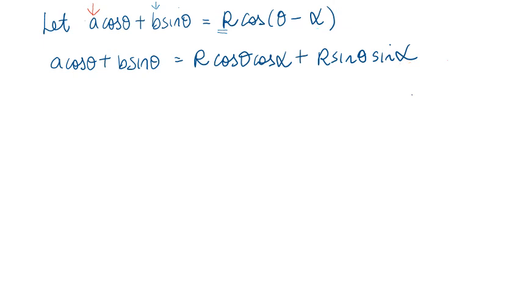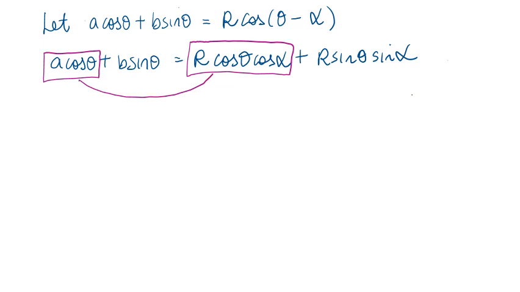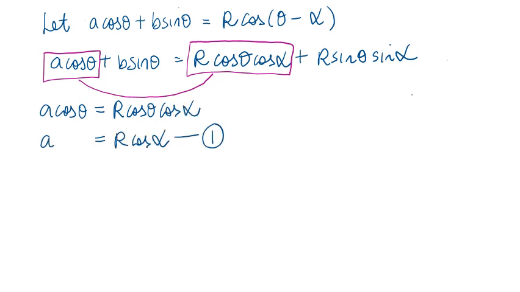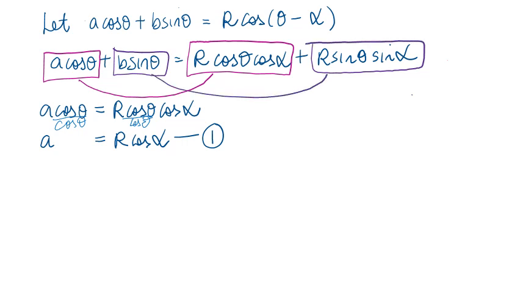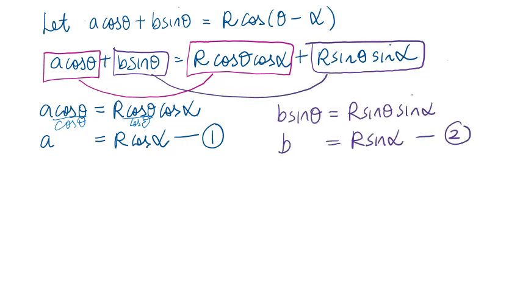All right, the next thing is that I'm going to do some comparison. So what am I going to compare? I'm going to compare a cos theta on the left with r cos theta cos alpha on the right to form one equation. And I can just divide by cosine theta on both sides to get a equals r cos alpha. So that will be one equation. Likewise, I can compare b sine theta with r sine theta sine alpha, and divide by sine theta on both sides. I would end up getting b equals r sine alpha.